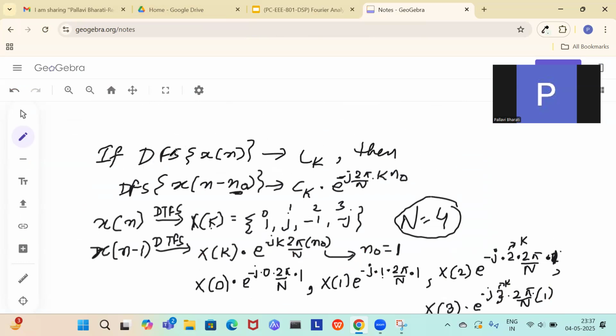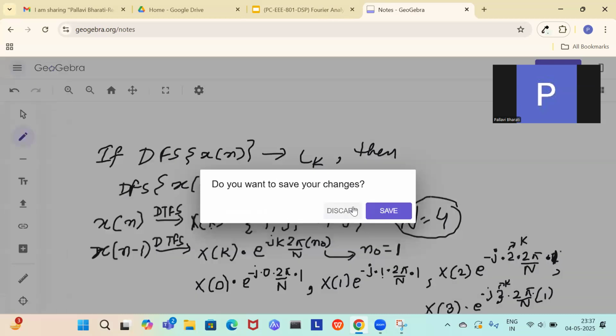If the discrete Fourier series of x[n] is c_k and we are shifting in the time domain by n naught, then in the frequency domain it is multiplied by e to the power minus j 2 pi k n naught by capital N. Now we are going to do the frequency shifting.